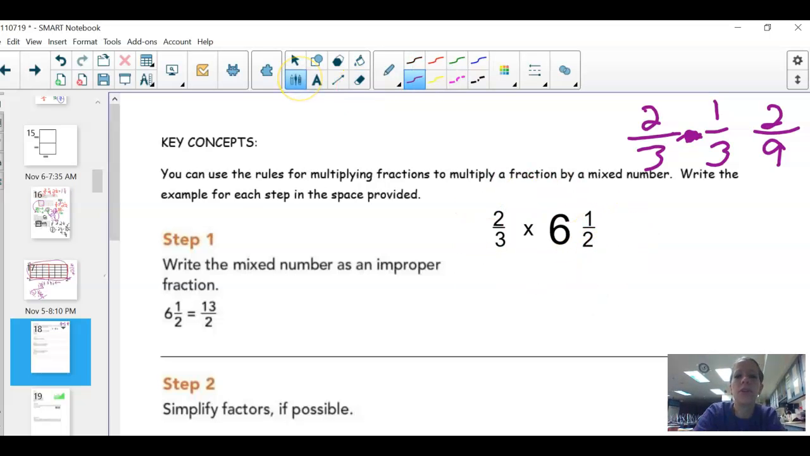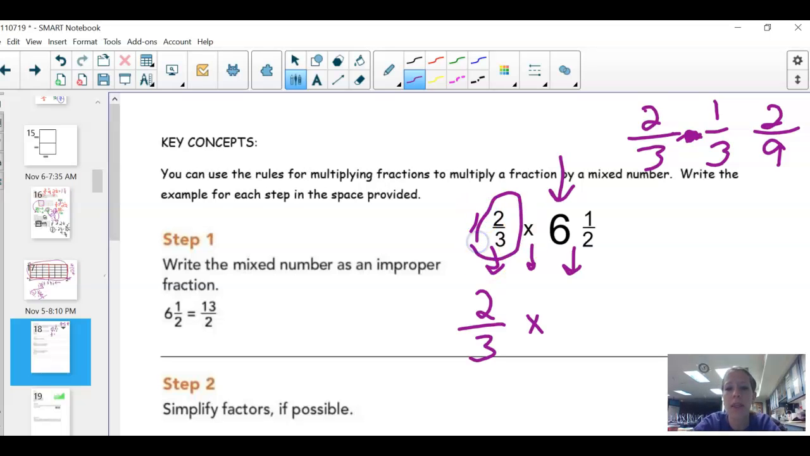The first thing I'm going to do is decide what do I need to change. Okay, 2/3 is fine. It's already a proper fraction. It's easy to multiply. I bring down my multiplication sign, and now I have 6 1/2. 6 1/2, I can't do it right now because I have a whole number here. So the first thing I'm going to do is change that to an improper fraction. I want it in this form, like that.